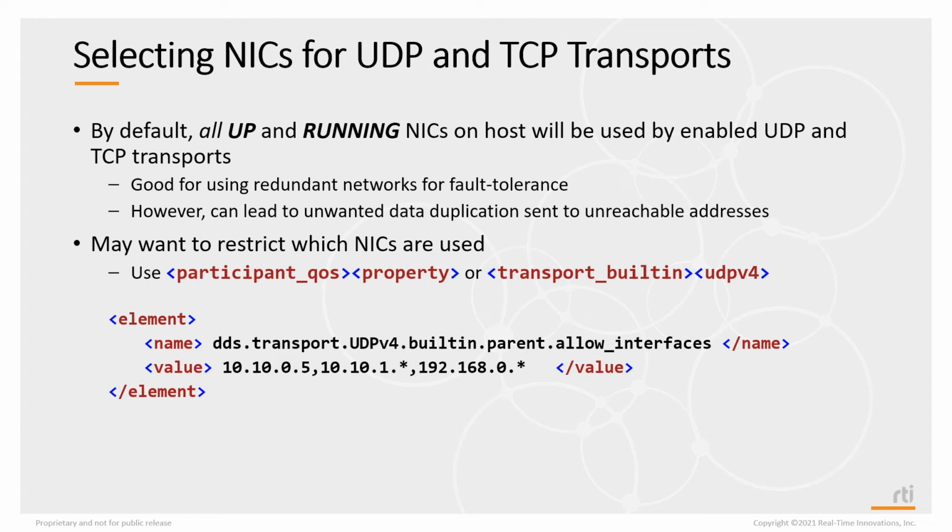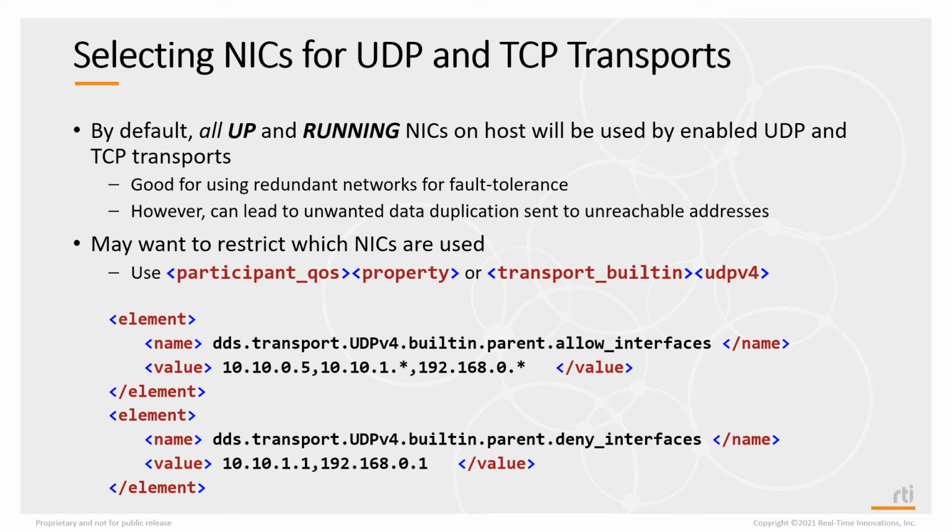So there's a dds.transport.UDPv4.builtin property for the UDPv4 transport plugin, and it's allow_interfaces. So here you give a comma-separated list of the IP addresses or a pattern. It does allow you to use some wildcards to tell DDS which of the network interfaces, what addresses, are allowed to be used. Again, these should be addresses that are mapped to the local host on which you're running your application. There's also a deny interfaces list.